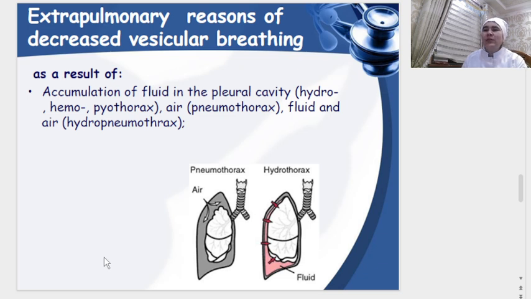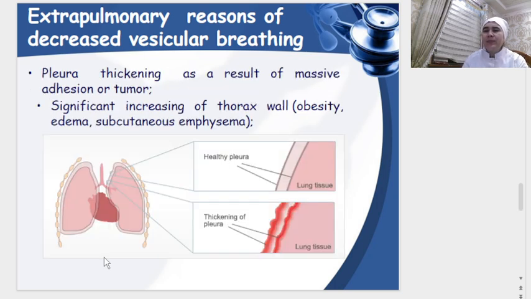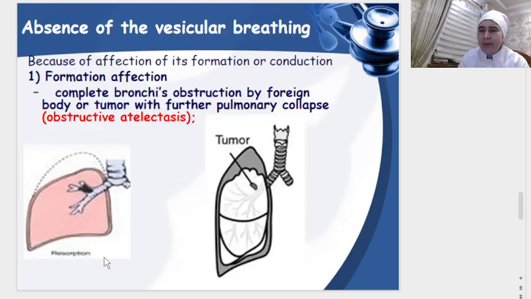Extrapulmonary reasons of decreased vesicular breathing: accumulation of fluid in the pleural cavity, hemopneumothorax, accumulation of air, which is pneumothorax, accumulation of fluid and air, hydropneumothorax. The second reason is pleural thickening as a result of massive adhesion or tumor, or significant thickening of the thorax wall due to obesity, edema, or subcutaneous emphysema.